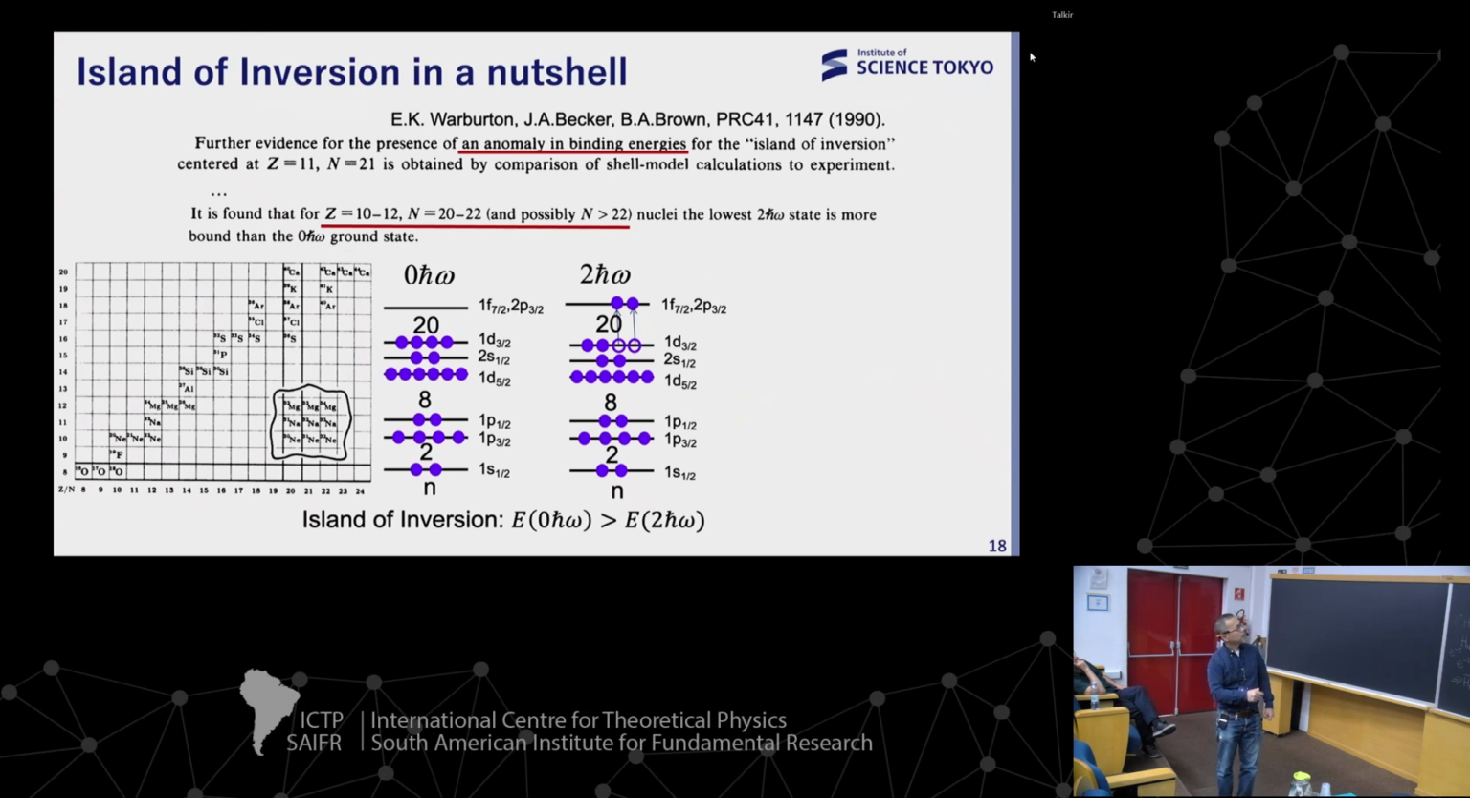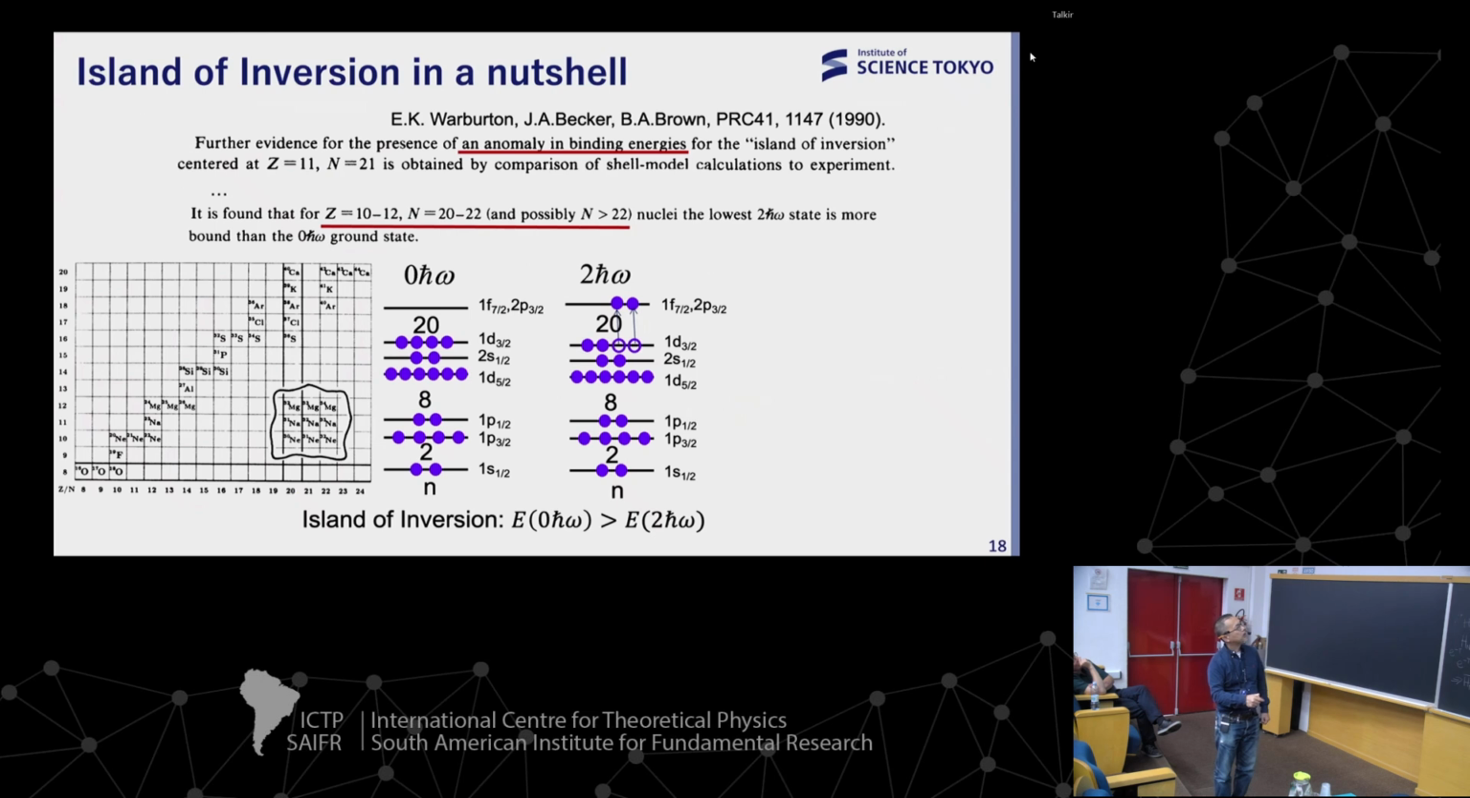This is now understood. Actually, they also found that for Z equal 10 to 12, neon to magnesium, and neutron number 20 to 22, and possibly even larger neutron numbers, for those nuclei, the lowest 2 h bar omega state is more bound than the 0 h bar omega ground state. This means that, okay, this is the 0 h bar omega configuration, the normal configuration, right?